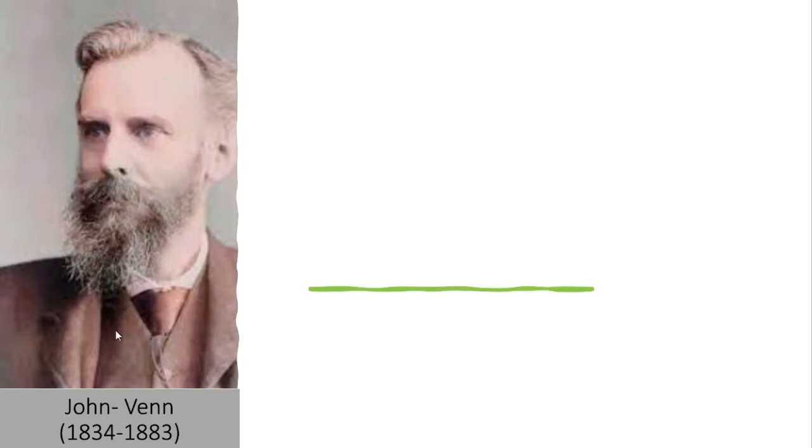But where does the idea of picturization of sets come from? This idea comes from this gentleman. He is John Venn, a British mathematician. What he did is he brought the idea of visualization of the relation between sets into practice. Thereafter this diagram is known as the Venn diagram.